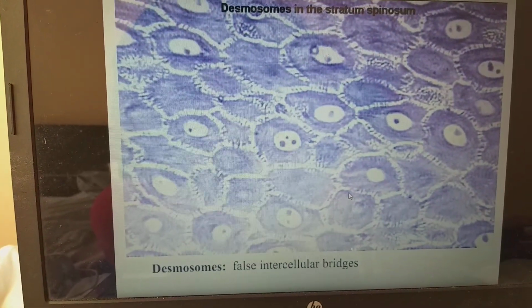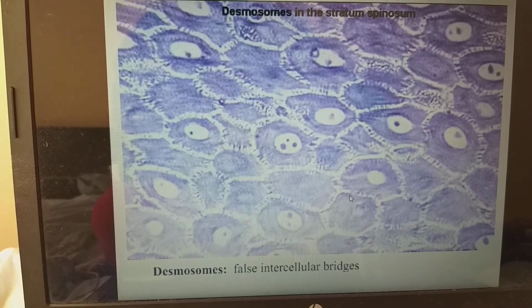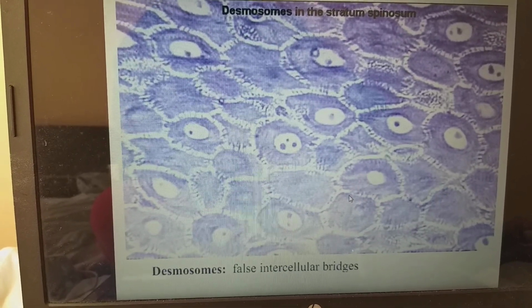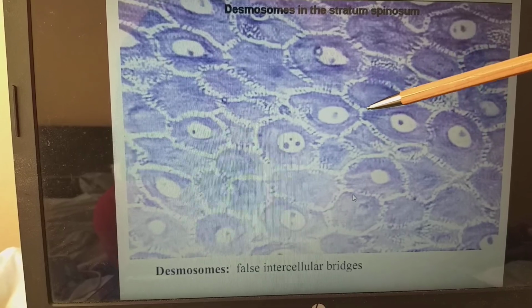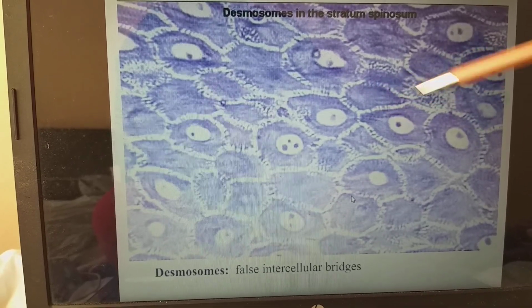Desmosomes in the stratum spinosum. These are the false intercellular bridges. These are actually not bridges between cell to cell.